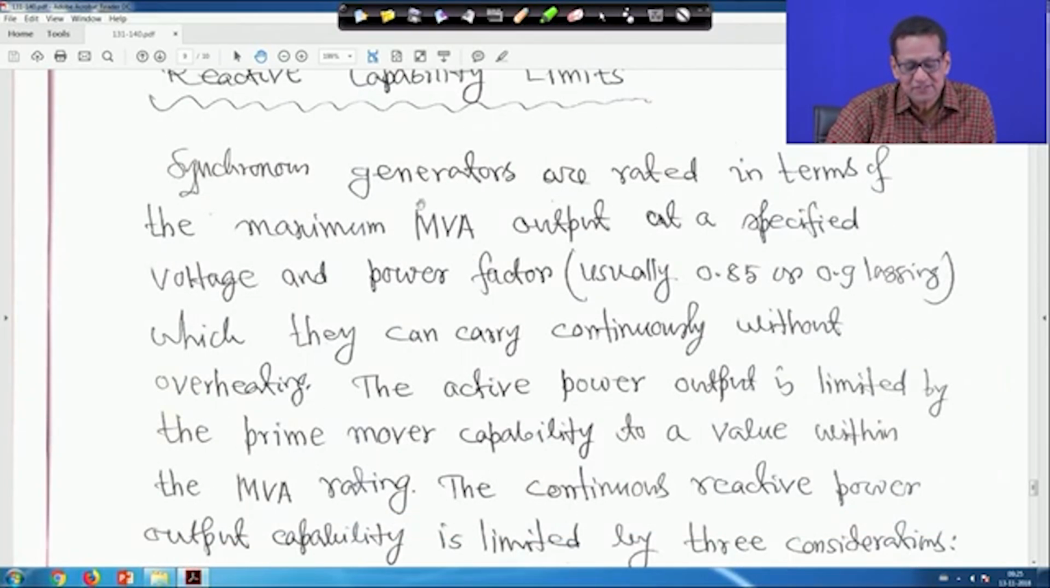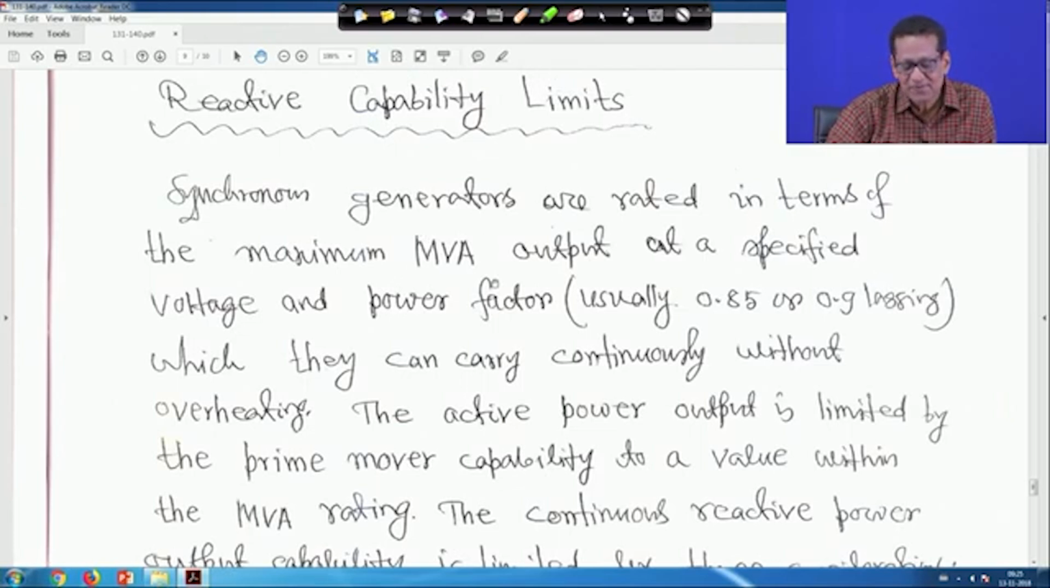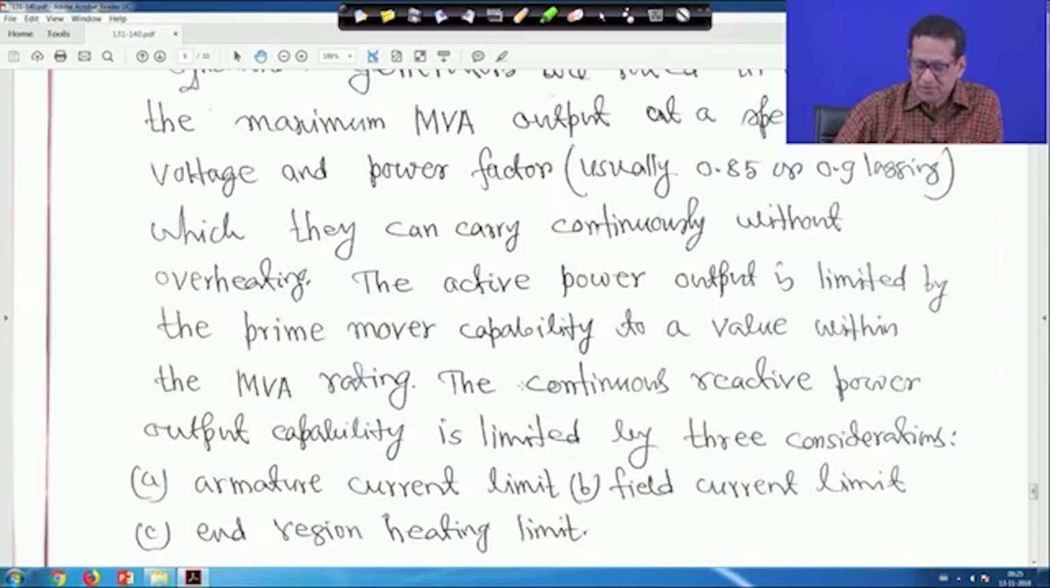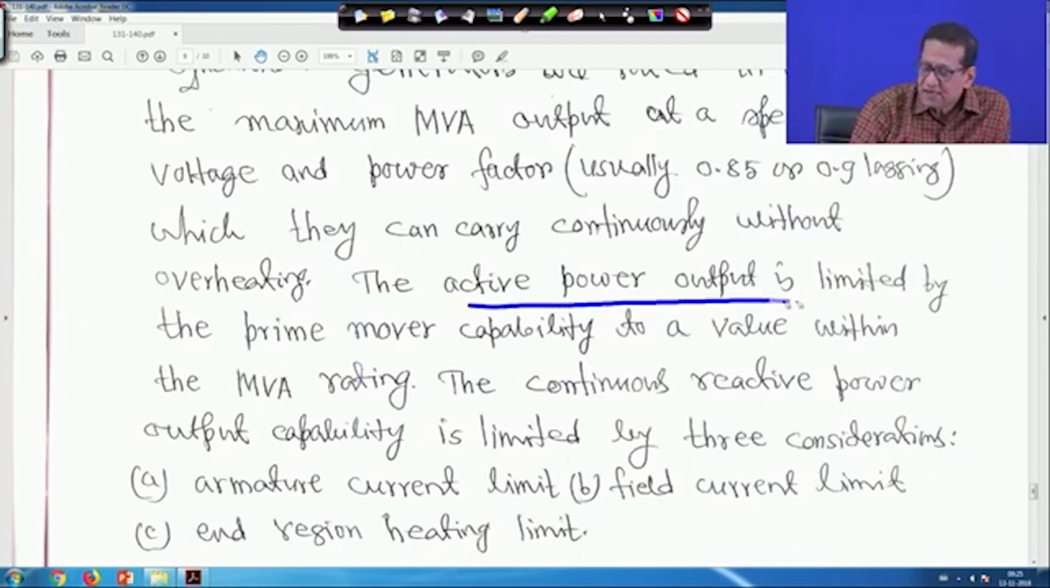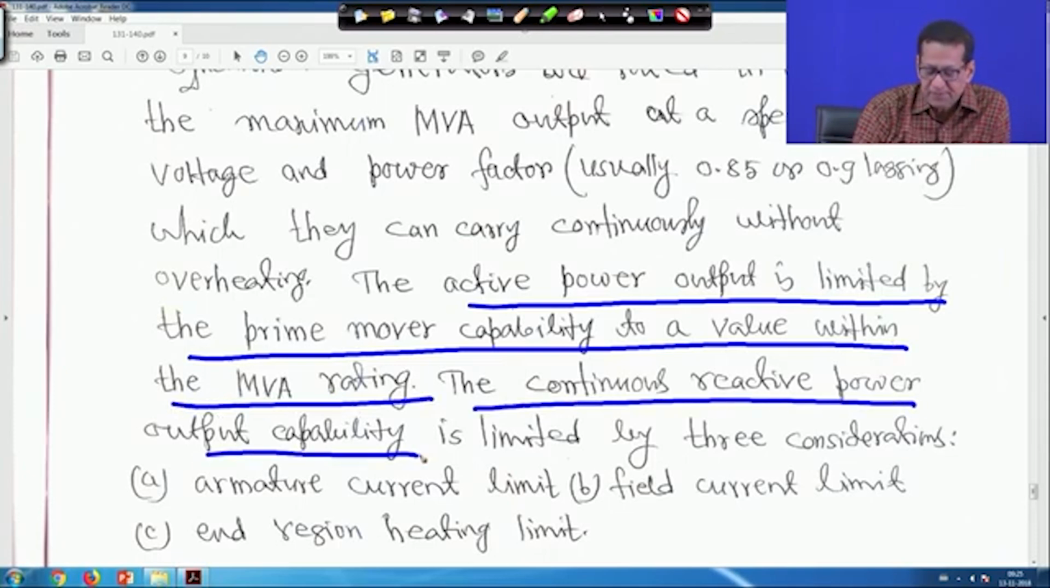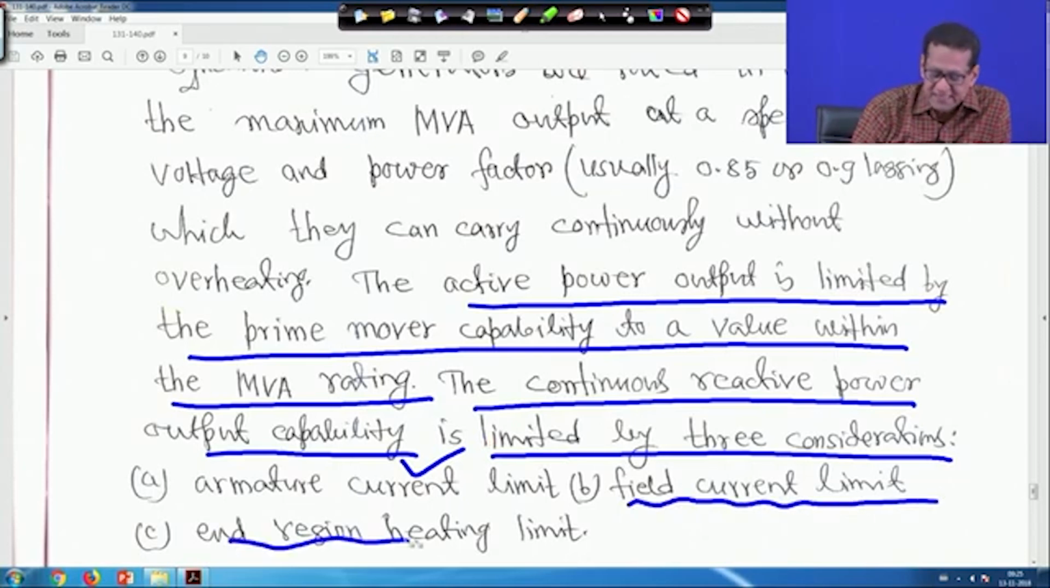Otherwise I have to skip this one. So, synchronous generators are rated in terms of the maximum MVA output at a specified voltage and power factor, usually 0.85 or 0.9 lagging, which they can carry continuously without overheating. The active power output is limited by the prime mover capability to a value within the MVA rating. The continuous reactive power output capability is limited by three considerations: one is the armature current limit, another is the field current limit, and another is the end region heating limit.